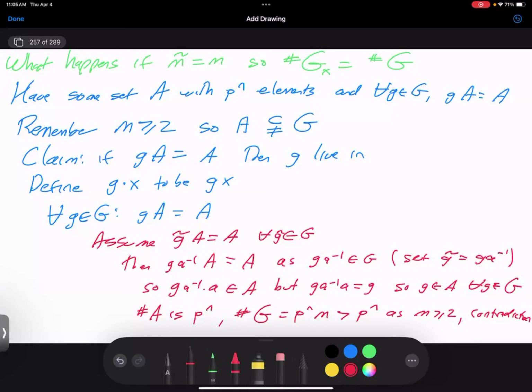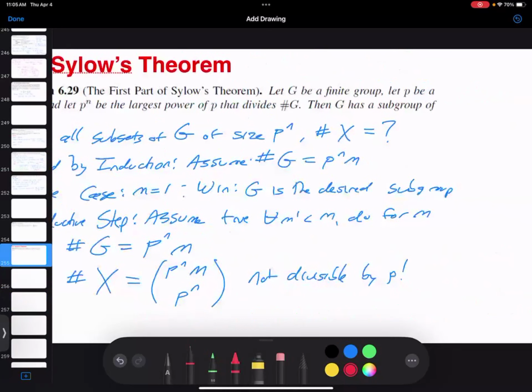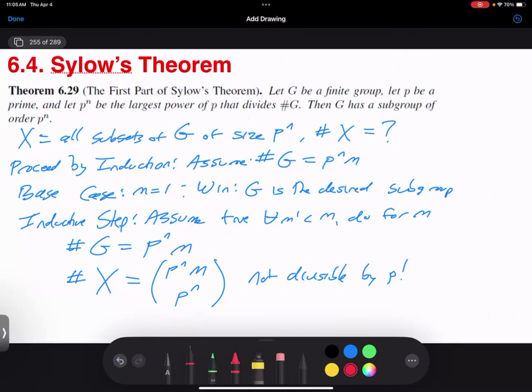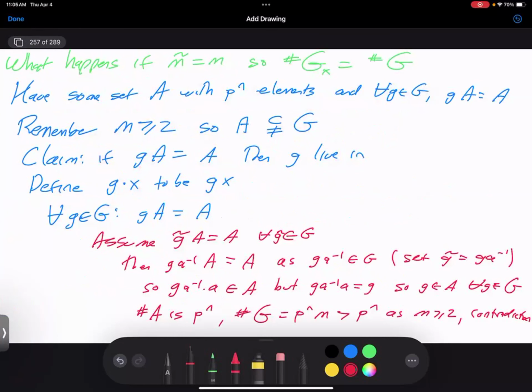So we got a contradiction in that case. Yeah, but I just do not understand the connection between the first two sentences. So we know that there's some element whose stabilizer is all of G. And the set X that we're looking at is the set of all sets of size p to the n. So we have some set A with p to the n elements, such that whenever we act on it by an element in G, we get back A.